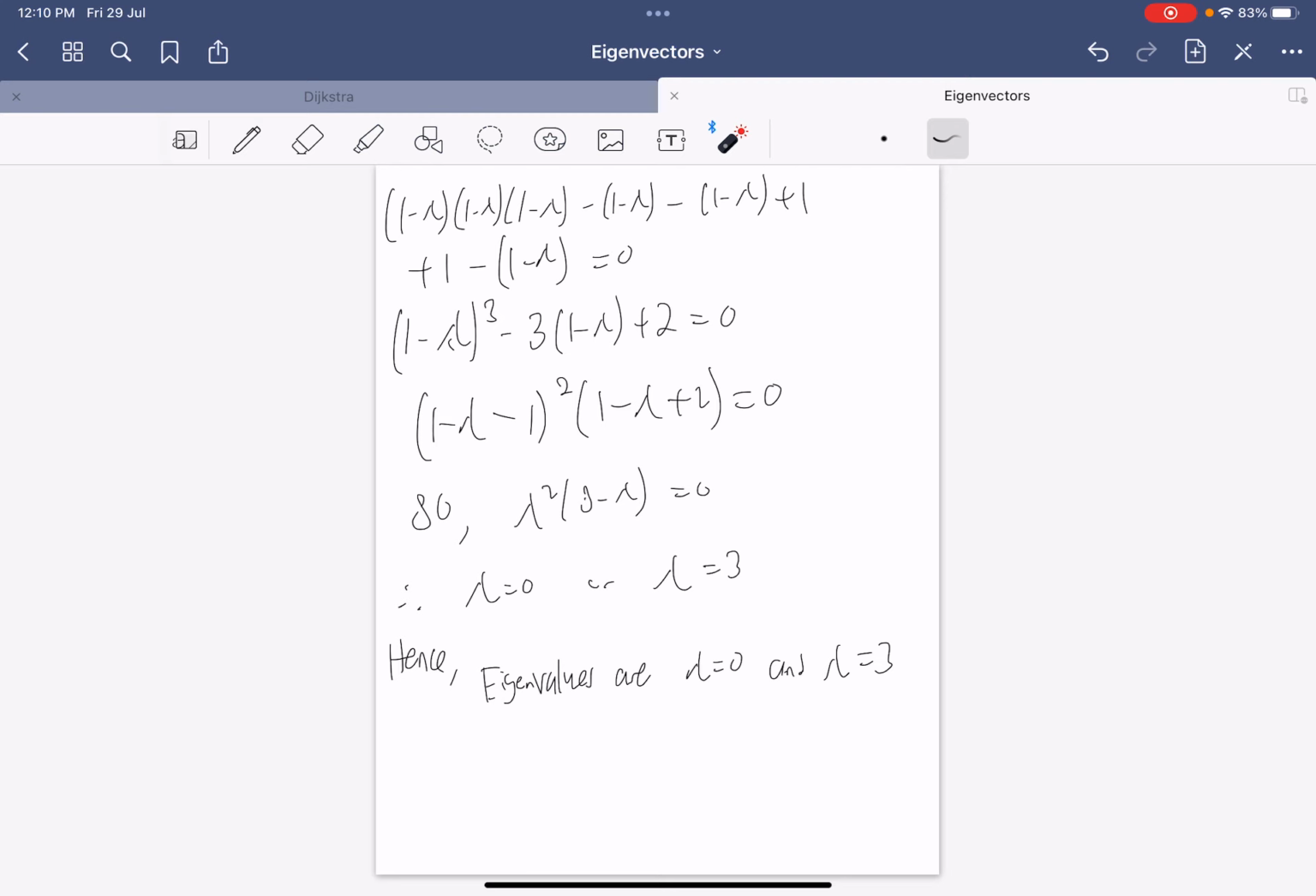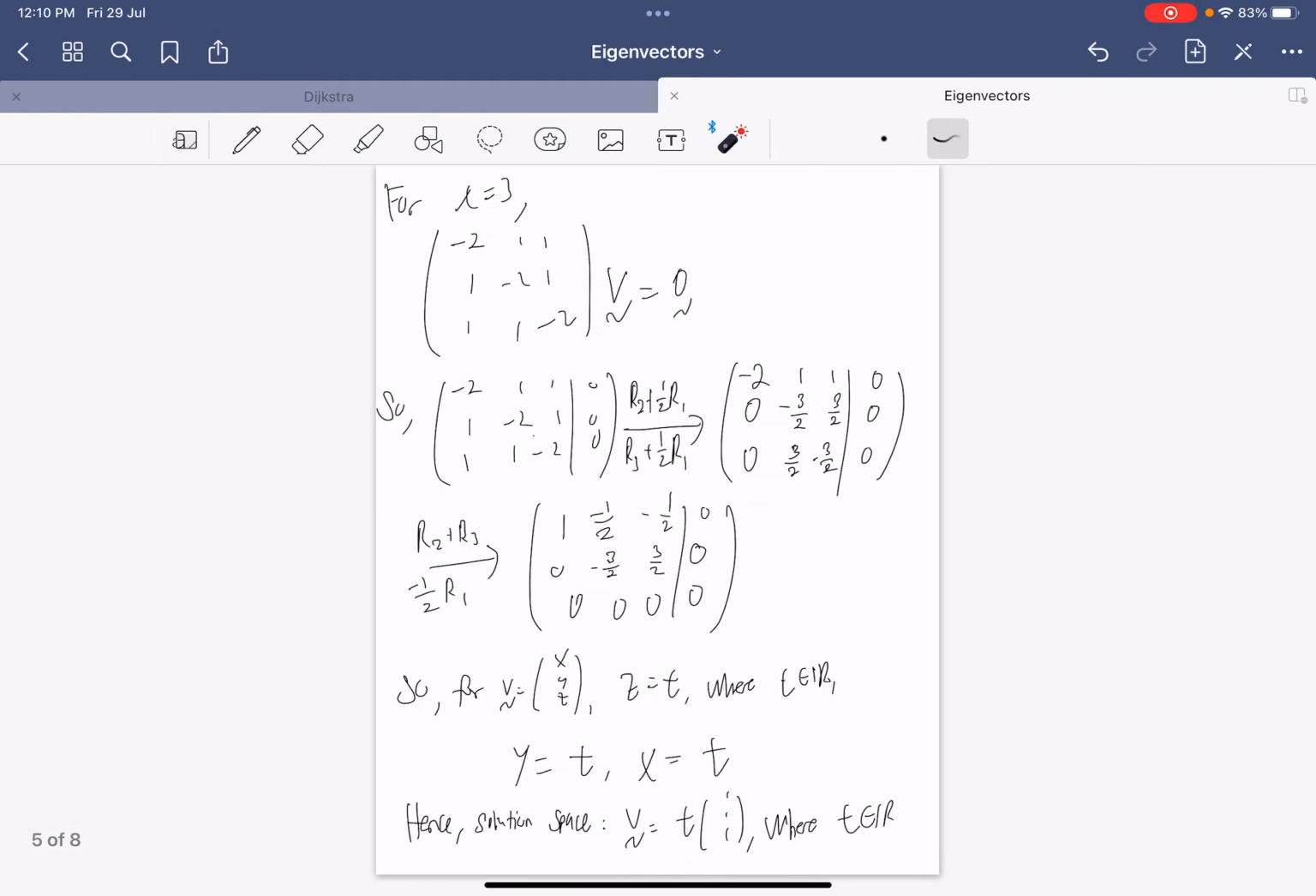So in our case, we just have 0 and 3. Now, let's take lambda equals 3 first and substitute it back into our A minus lambda I. This is the corresponding matrix, and it times V equals the 0 vector. And so you need to use the process of Gaussian elimination to get what V is.